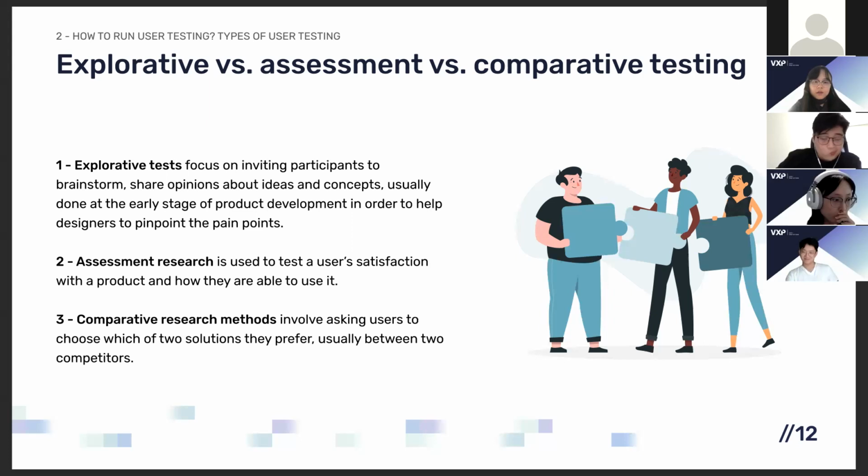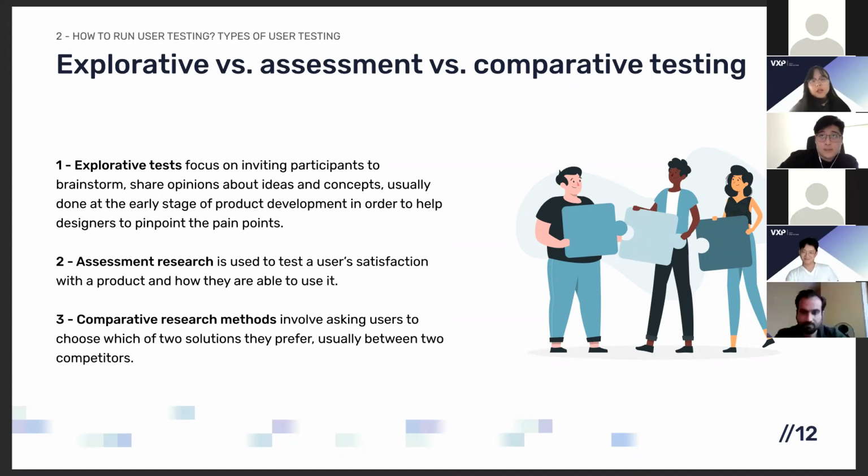Second of all, you have assessment, which is used to test users' satisfaction with the product. So this one is very specific. It gives you information about whether the user is satisfied with the design and how satisfied they are with the design. And then lastly, we have comparative research. It is to ask users which of two solutions they prefer. And usually you would present the two competitors' products and ask for feedback.